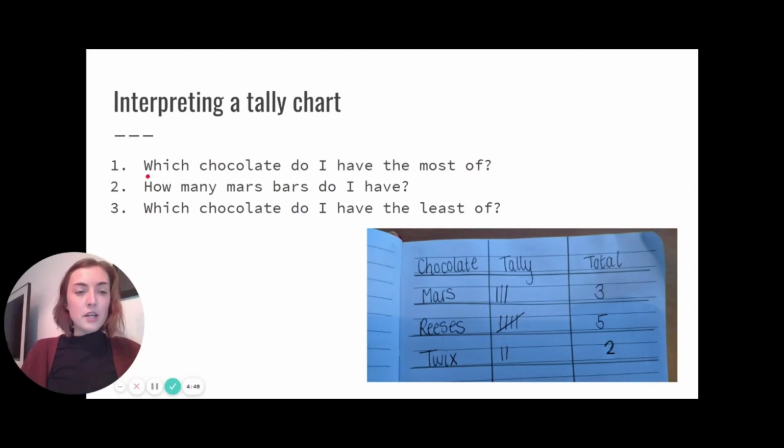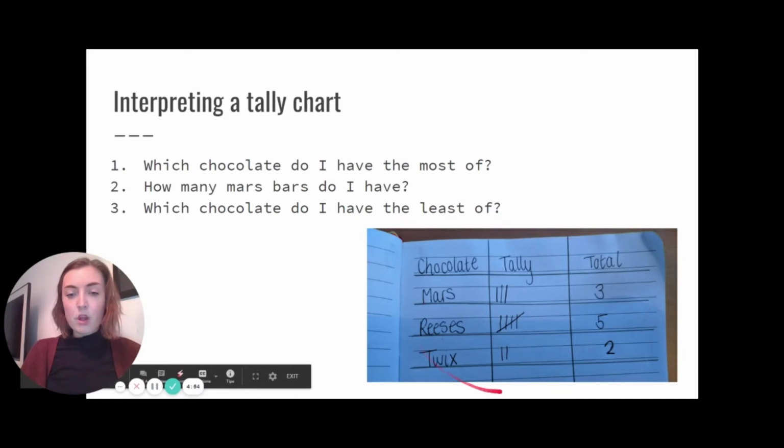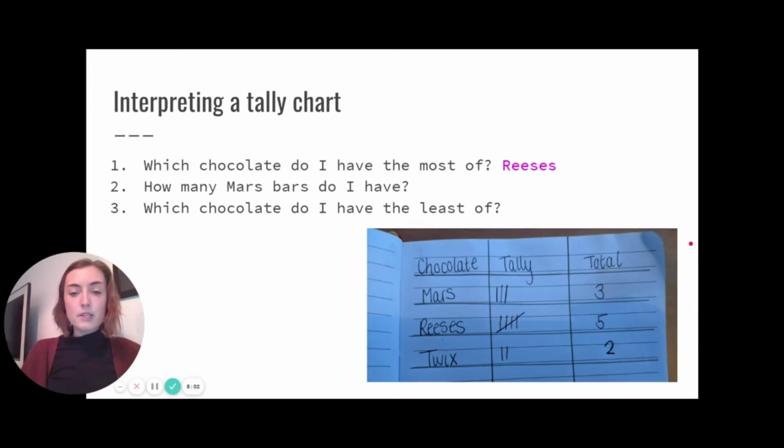The first question says, which chocolate do I have the most of? You look at my tally chart. Which chocolate do you think I have the most of? Shout it out at the screen. That's right. The most I have is Reese's because I got to the number 5. It's the only one where I had to cross a line 5, and in my total you can see I had 5.